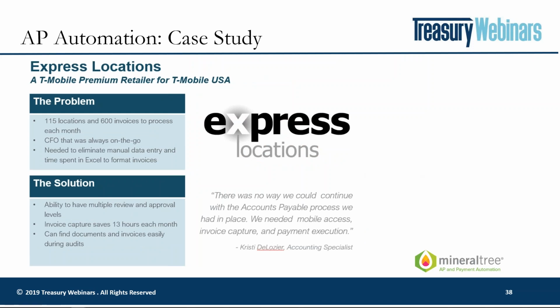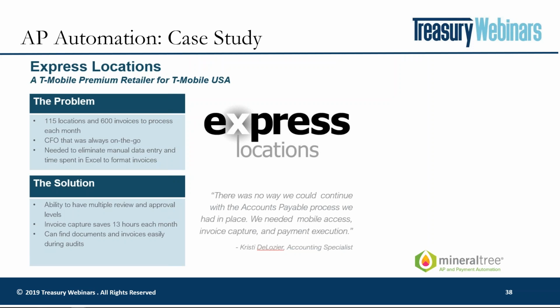115 locations, 600 invoices each month. The majority of you, I think 56%, had over 500. They had an approval issue. The CFO was on the go. They still had a lot of manual data entry and time spent in Excel. They were going back and forth on formatting issues, so they had some issues there with standardizing processes. What they were able to do was put in multiple review and approval levels, got that control. And they moved to an invoice capture, which saves them 13 hours each month.